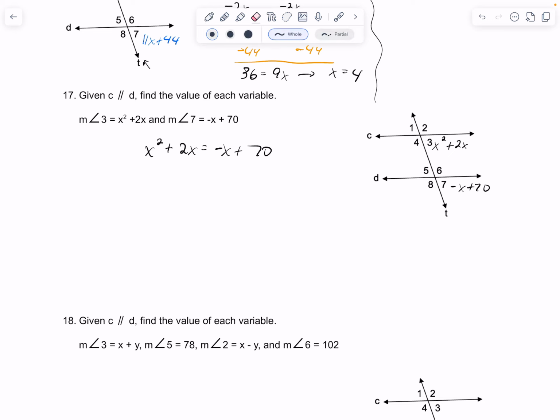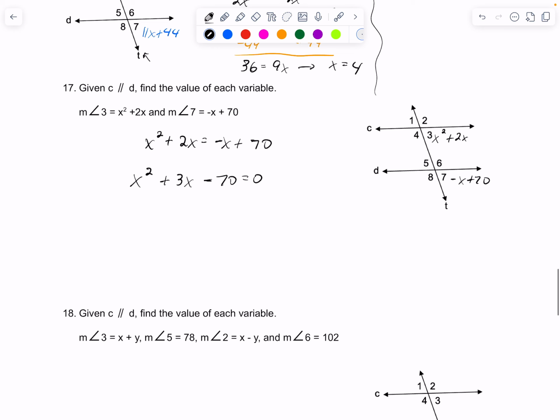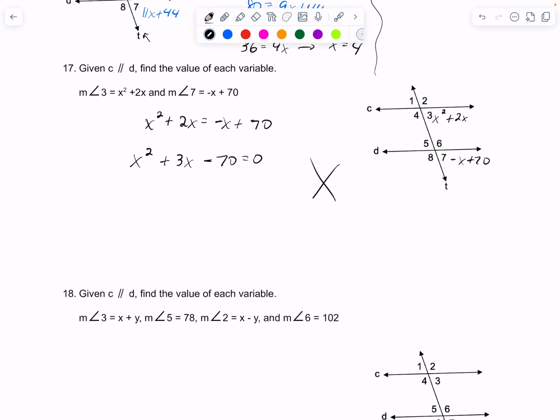Now this is a quadratic equation, so I will be setting this equal to 0, getting everything to one side. Right? So if I move that minus x over with addition, 2x plus x gives me 3x. Move the 70 over and you get minus 70. Doing that same thing we did a couple problems ago.